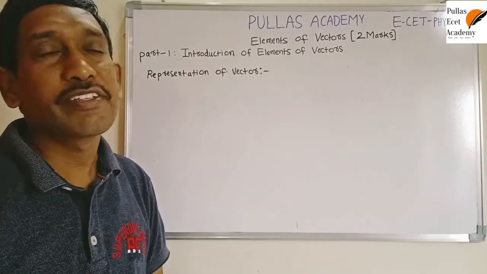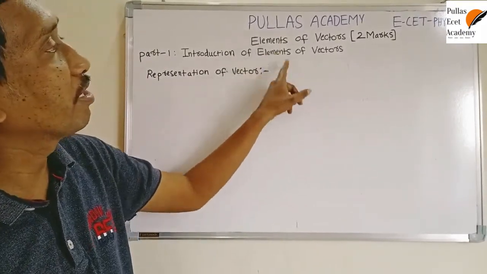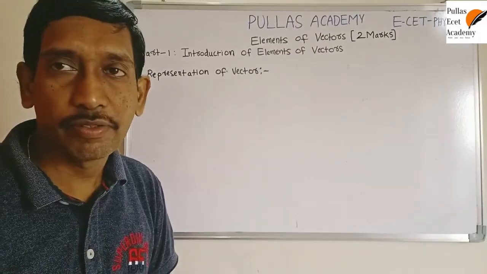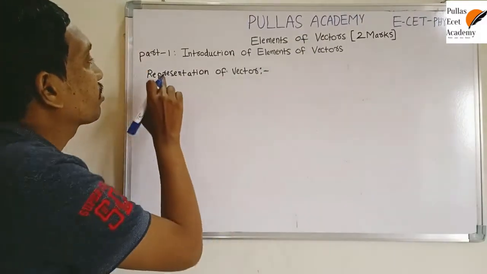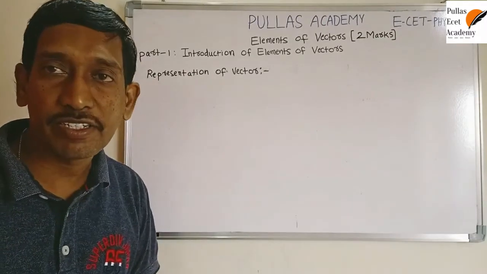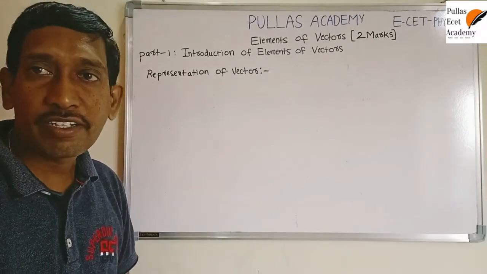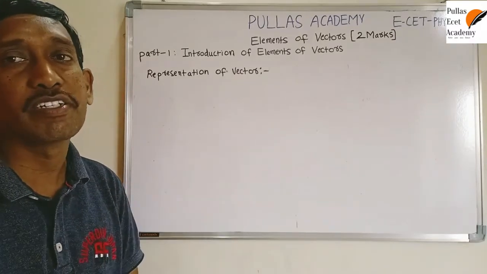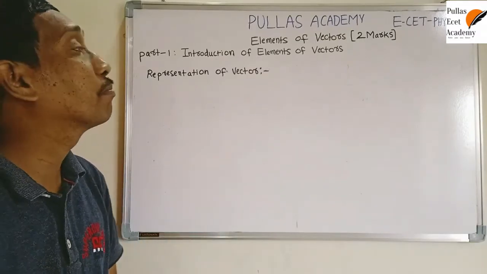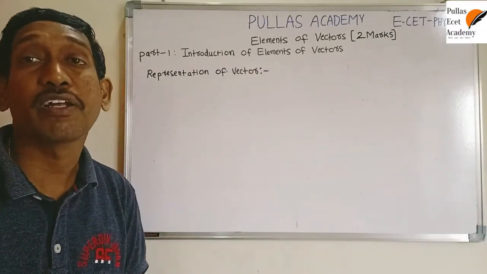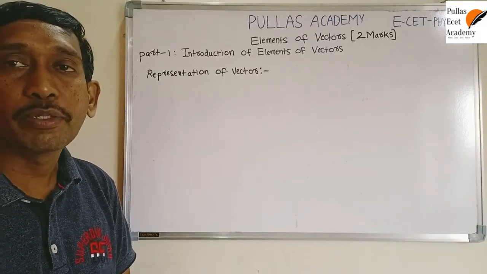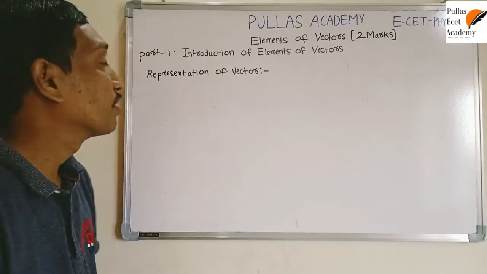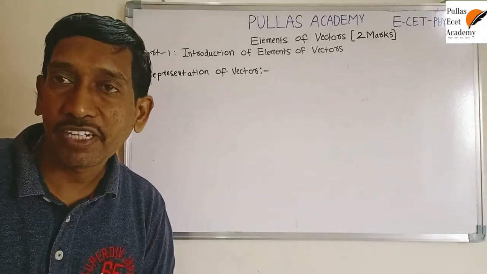Actually, in this lesson we will discuss the vectors. Now, here the topic is elements of vectors. So mainly we will discuss vectors. First, we will discuss how to represent vectors. Scalars have only magnitude, so there is no problem; the representation is very simple. But a vector has both magnitude and direction. How to represent its magnitude and direction? That's why we need to understand the representation of a vector.